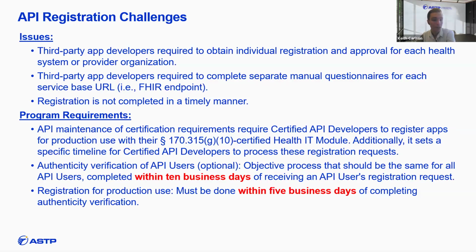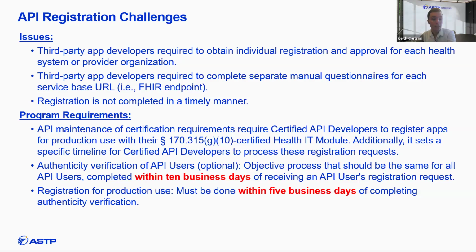We've heard about third-party app developers being required to complete separate manual questionnaires for each FHIR endpoint they want to integrate with. So if a developer has many different endpoints for all their customers, in some cases, these developers have faced needing to fill out a questionnaire for each one. And both these things go into registration not being completed in a timely manner. Also in other general situations, we've heard a lot about cases where registration is not being completed in a timely manner. And so there are some pretty specific program requirements on this.